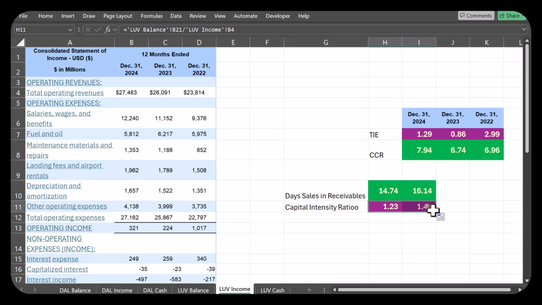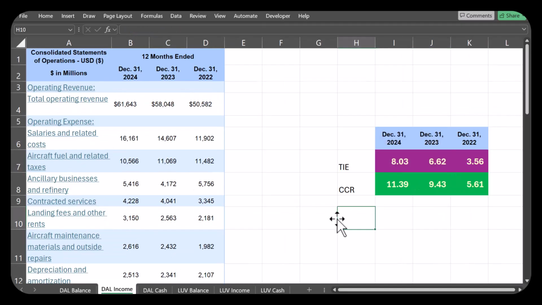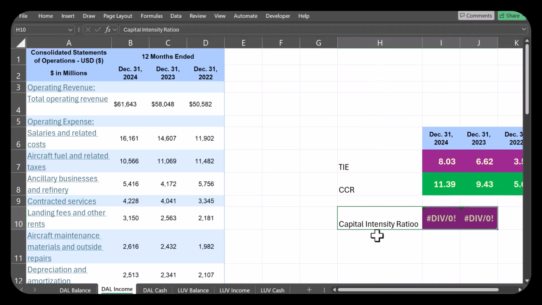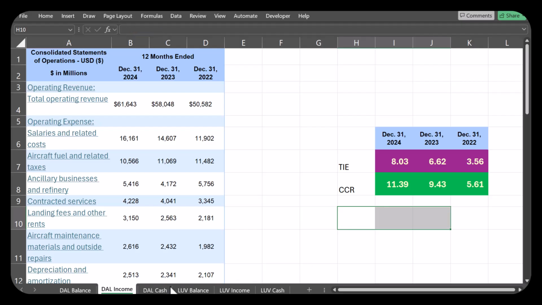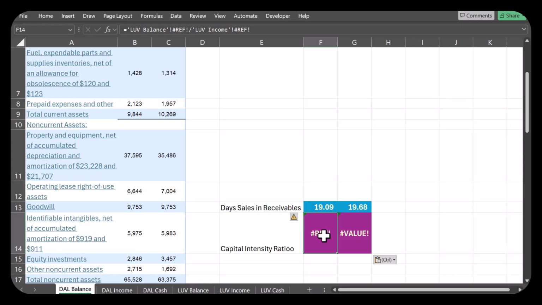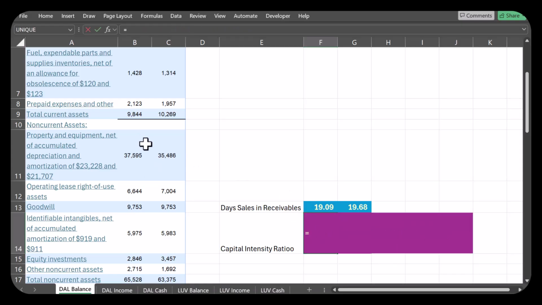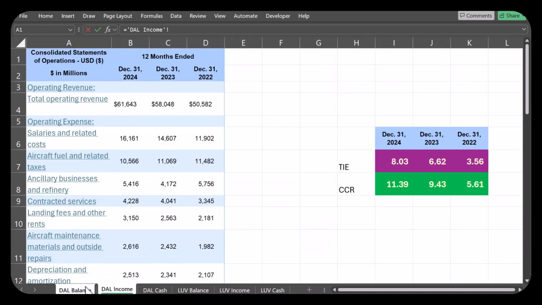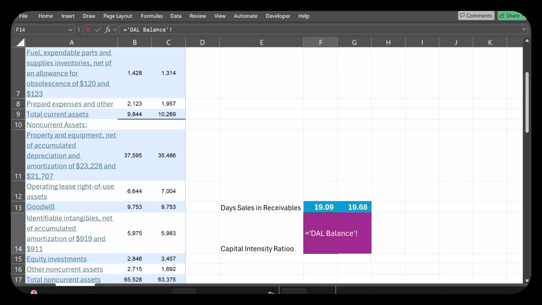Okay, let's do the same thing for Delta as well. Then we'll talk about that. Actually, I think I put it in a different place. Remember, it was total assets over sales.